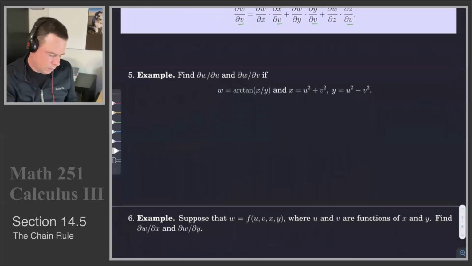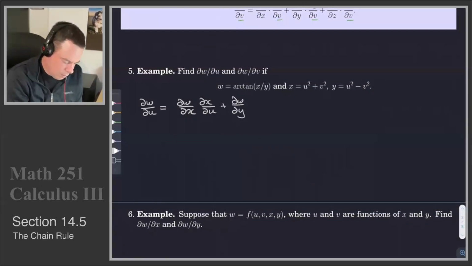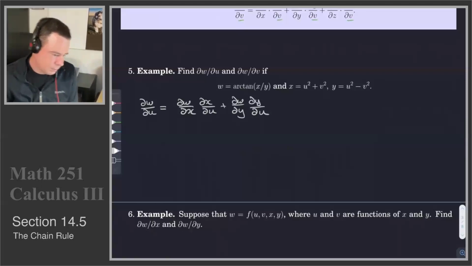All right, let's have a look at the example. So we're interested in dw du. That would be first dw dx, dx du, plus dw dy, dy du. And again, particular attention to the notation. I'm using the fancy D, the script D or the del notation, for all of these derivatives because they're all partial derivatives now. Everything's a partial derivative. There's no function of one single variable. Everything's functions of multiple variables.